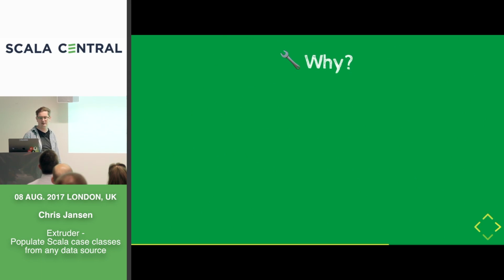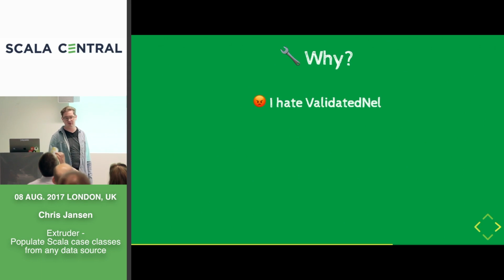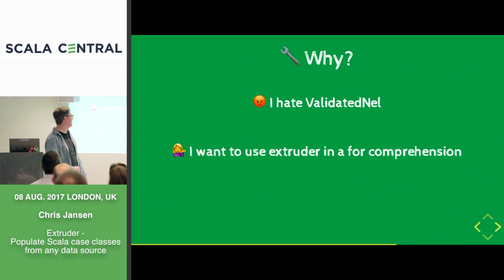Why might you want to do this? Well, you hate my default. I like it, but you hate it. That's fine. You might want to use it in a for comprehension with other things, say like a Future. That's great. You can just specify in the type parameters for the decode method that you want this in a Future, and there you go.